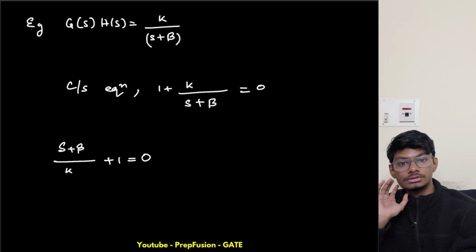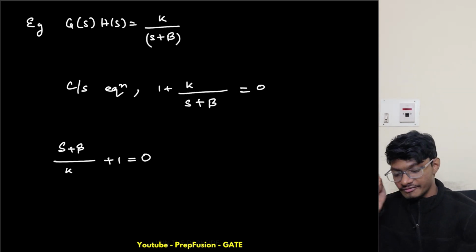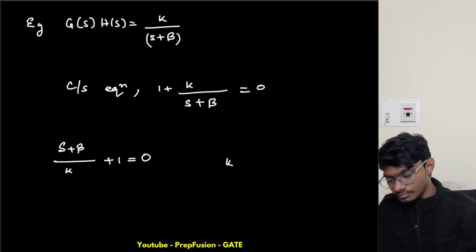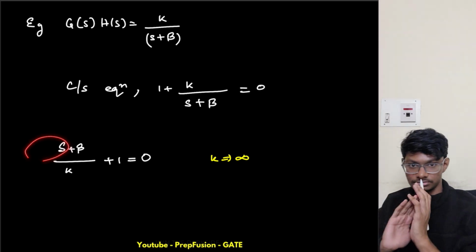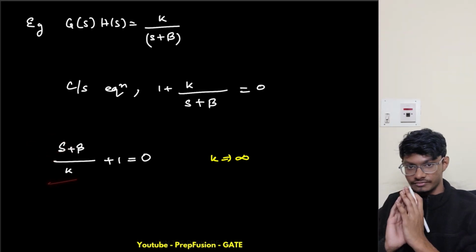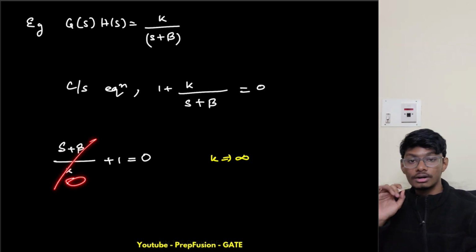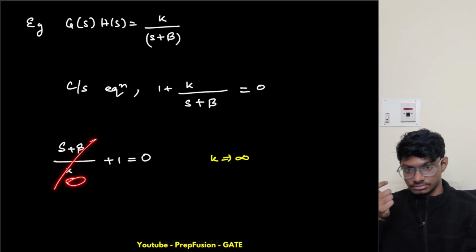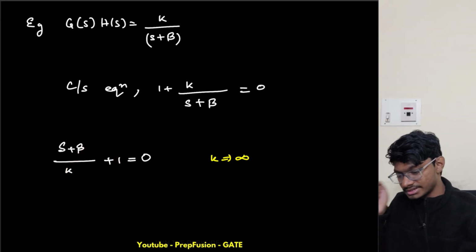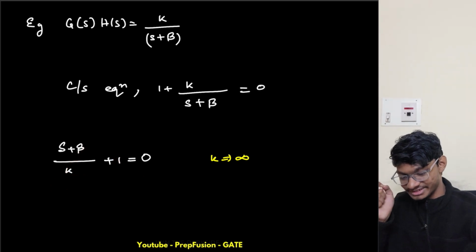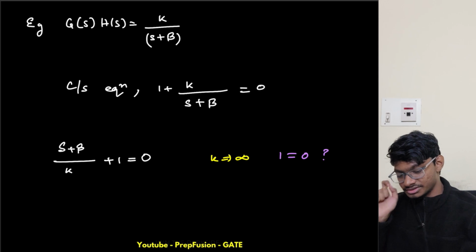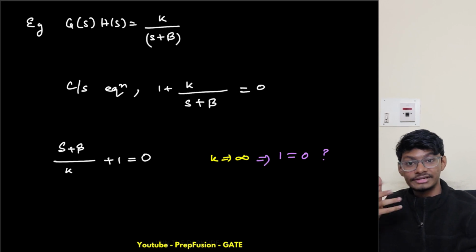Now, if my K tends to infinity in this equation, and my s is finite, what will happen? This term will go to 0. Now what does the equation state? 1 equals 0. Is that correct? Very famous equation, 1 is equal to 0. That is not possible, right?